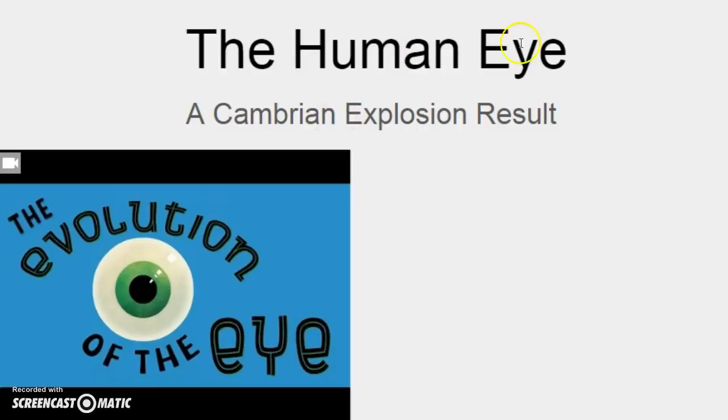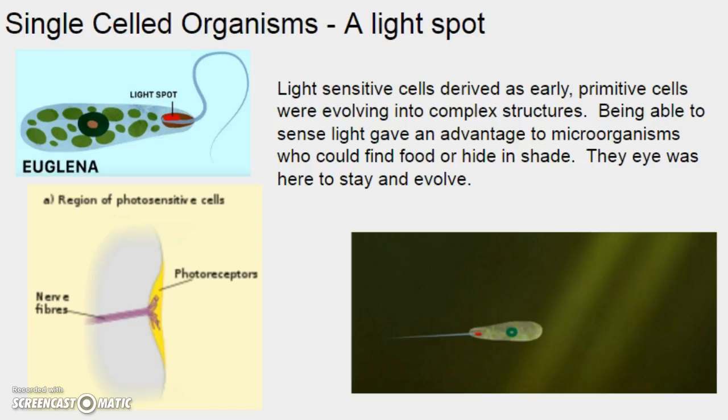This lecture is going to be on the human eye. It's the result of the Cambrian explosion. You'll want to watch this video. This is really cool. It kind of depicts what took place as the eye evolved from single-celled organisms. Single-celled organisms had a light spot. Light-sensitive cells derived as early as primitive cells were evolving into complex structures.